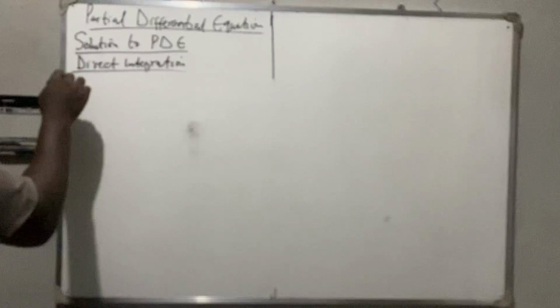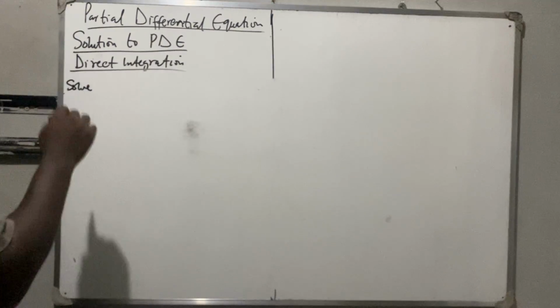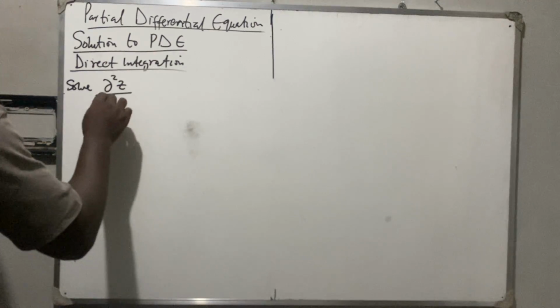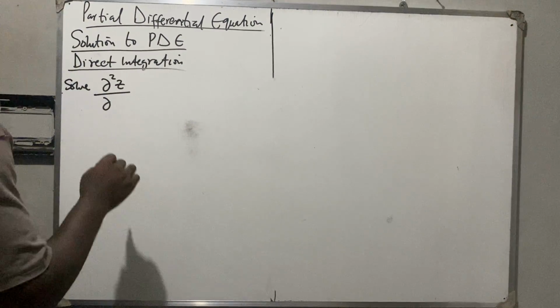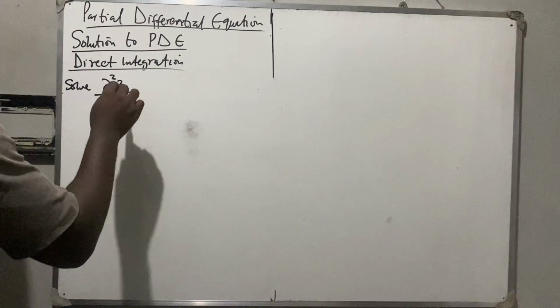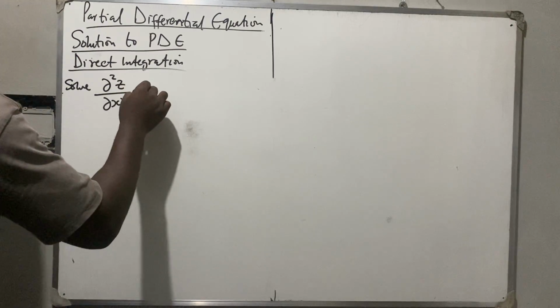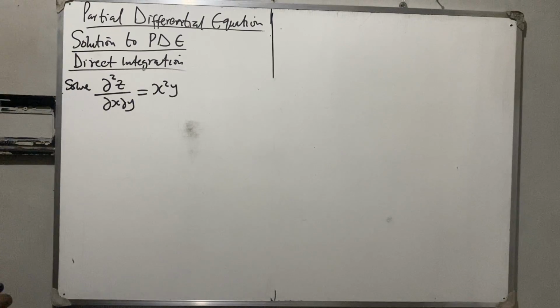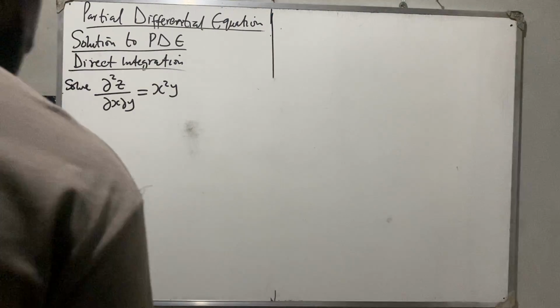So they say we should solve partial squared z over partial x partial y is equal to x squared y. I think I've solved something like this before. So you can try it and tell me the answer in the comment section. I think that is all for this particular video.